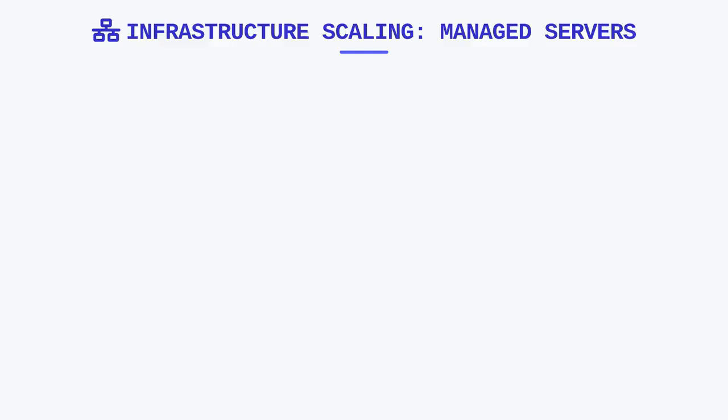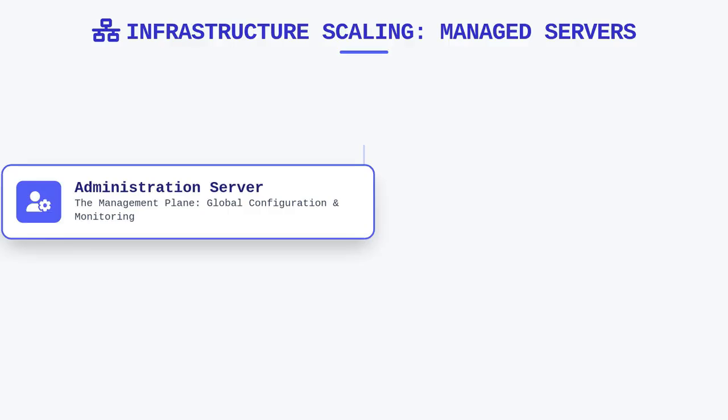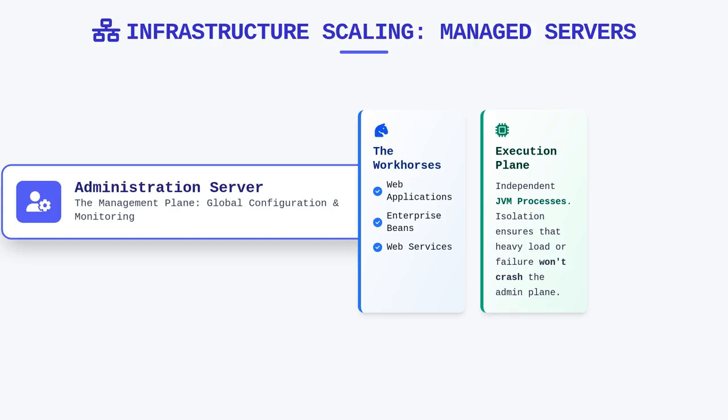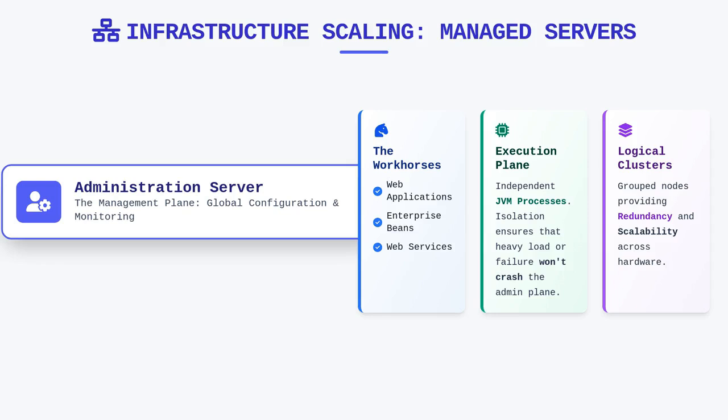When scaling our infrastructure, we transition from the administration server to managed servers, which are the actual workhorses of the ecosystem. These managed servers are instances that host your deployments, such as web applications, enterprise beans, and web services. While they reside within the domain and share the global configuration managed by the administration server, they operate independently as separate JVM processes. This separation of concerns is fundamental to the architecture because it allows you to isolate the management plane from the execution plane.